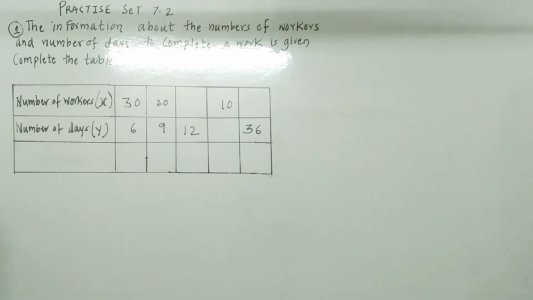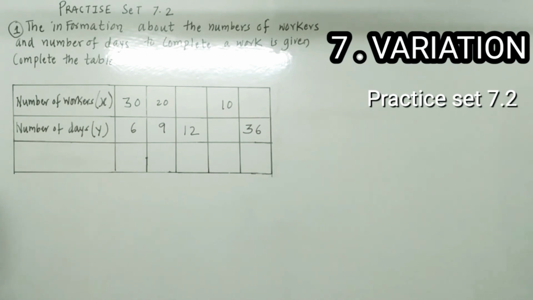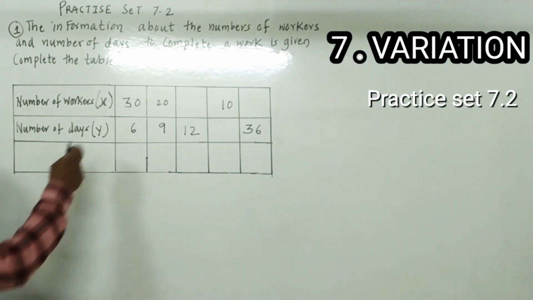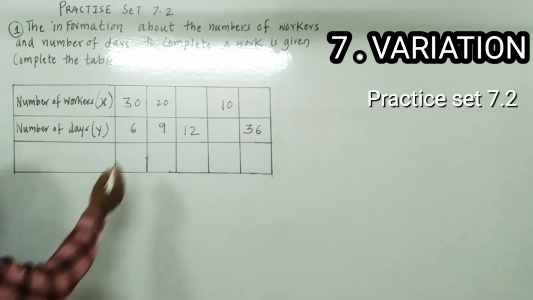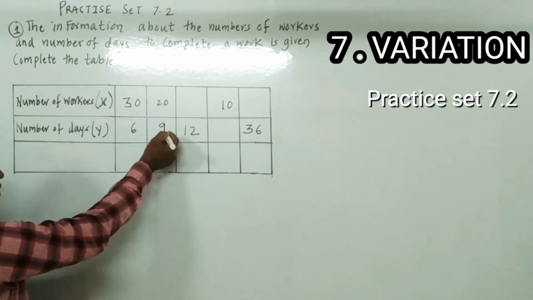Practice set 7.2, first example. The information about the number of workers and number of days to complete a certain work is given. Complete the following table. Now if you observe the table, in two columns both the number of workers as well as the number of days are given, 30 and 6, 20 and 9.